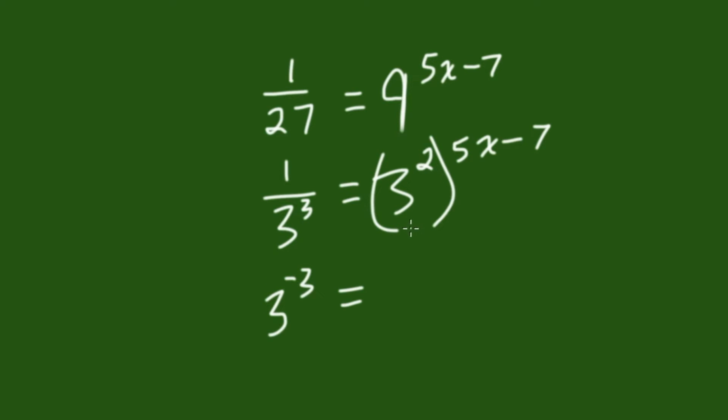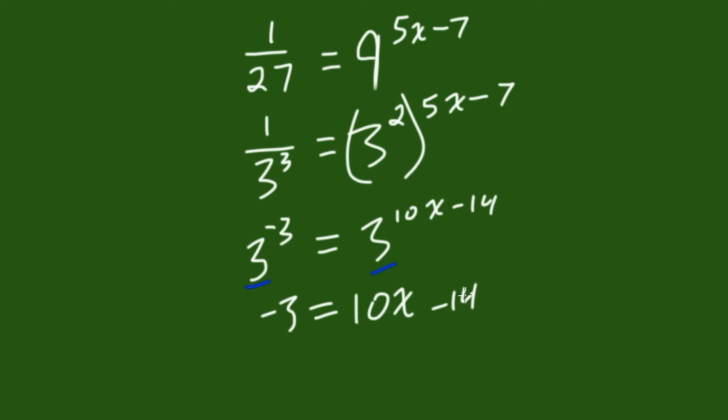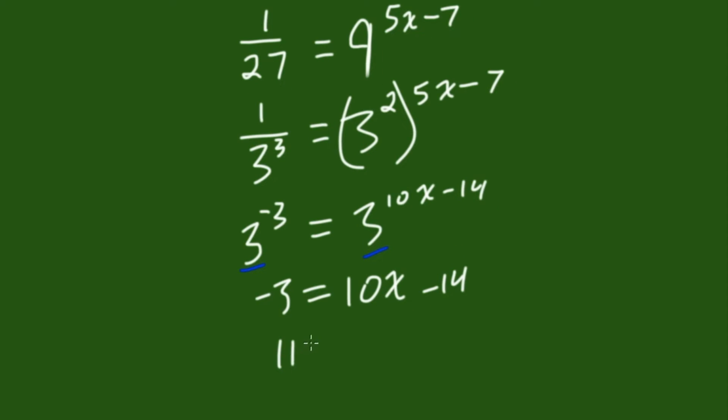And that is equal to, if we expand this out, 3 to the power of 10x minus 14. And now that we have our bases the same, as they're both 3, we can drop those bases and just solve this. So we are left with minus 3 is equal to 10x minus 14. Now let's get rid of this negative 14 by adding 14 to both sides, giving us 11 is equal to 10x. And if we divide by 10, we are left with x is equal to 11 over 10.